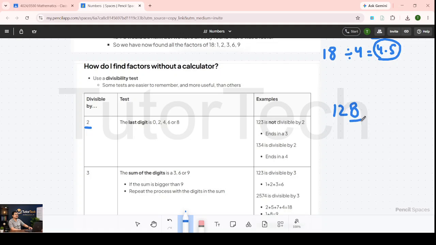Like we have a number 128. We can see that the last digit is 8, so this number is divisible by 2. We have another example, 123. We can see the last digit is 3, so this is not divisible by 2 because it ends in a 3. But if we take 134, the last digit is 4, so it is divisible by 2 because it ends in 4.